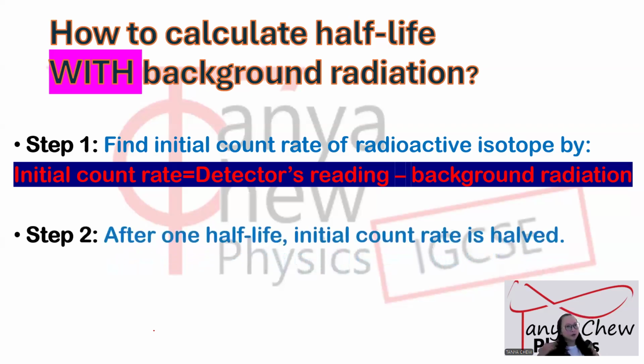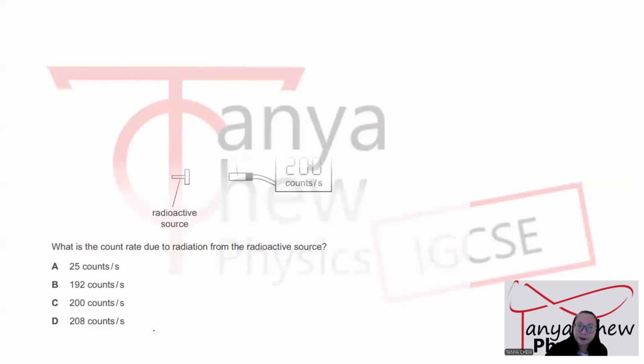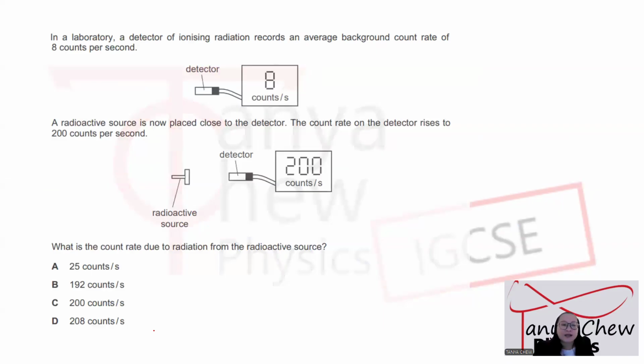And after that, you know that after one half-life, the initial count rate of the radioactive isotope must be half. Let me guide you by using the past year questions. How about that? So let us look at this question.